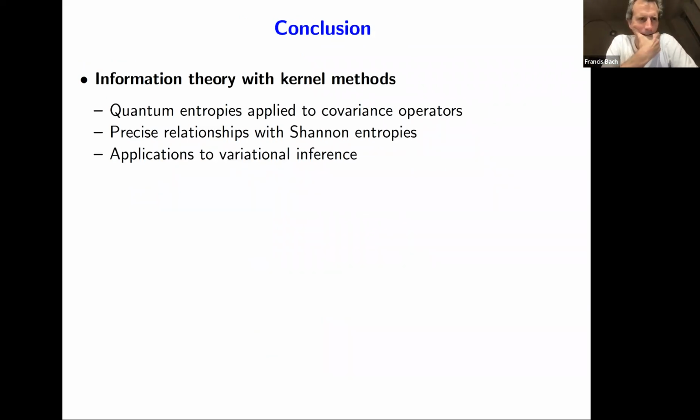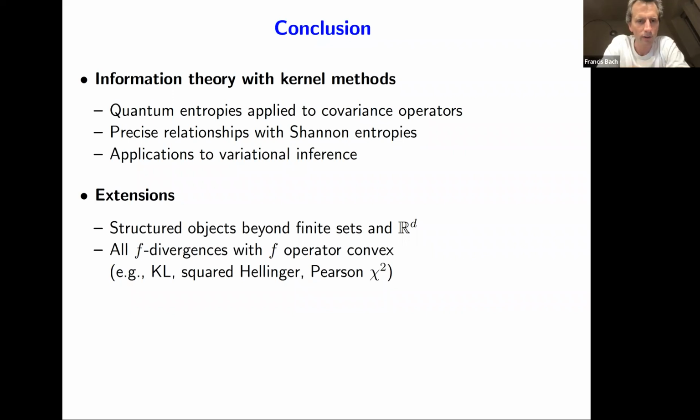So the idea of the work was to essentially look at what's happening if you take the quantum entropies on covariance operators, and at the end you obtain quantities which can be estimated, but are directly related to the regular entropy. So this allows various applications in variational inference.